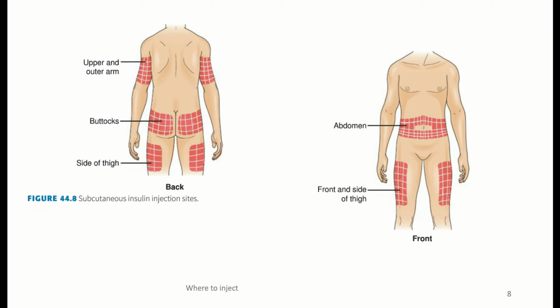This can be done by injecting a new shot at least an inch away from the last injection site. At the hospital, you usually rotate between the left and the right. And you can find out where the last injection site was through the electronic health record. So if it was the left, you do the right, and vice versa.